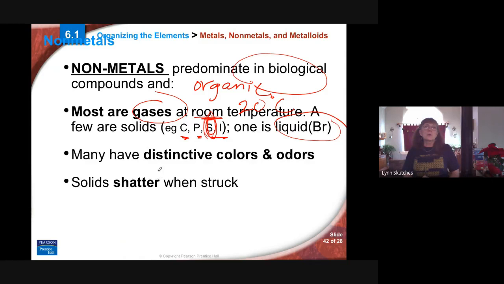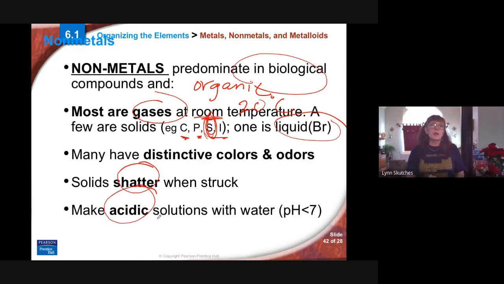Another characteristic is that they shatter when they're struck. So I can take a piece of metal, if I have a big enough sledgehammer, and smash it into flatness. However, when I take a piece of carbon, again, think of a charcoal briquette, or some sulfur or any other solid, if I hit it with a hammer, it's going to shatter into little bitty bits. They're not malleable. They're not ductile.